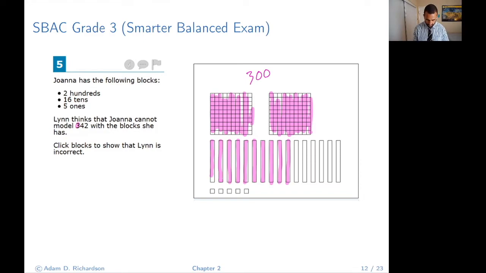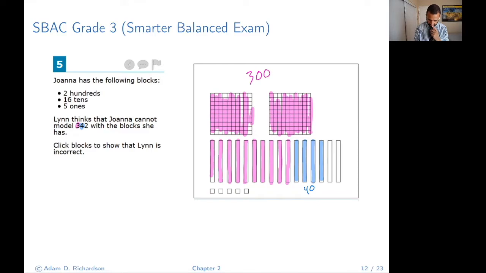Okay, so now we need to highlight 4 tens. And we still have enough tens to do that. Let's go ahead and do that. 1, 2, 3, 4. So now this is the quantity 40. I've now highlighted 40. And last but not least, we need to do the quantity 2.